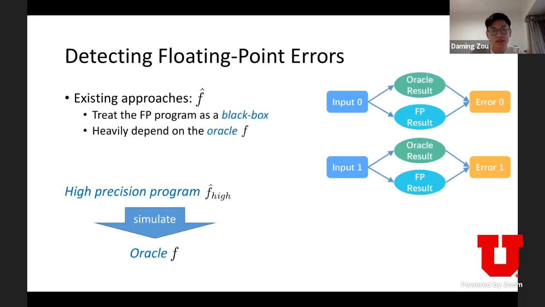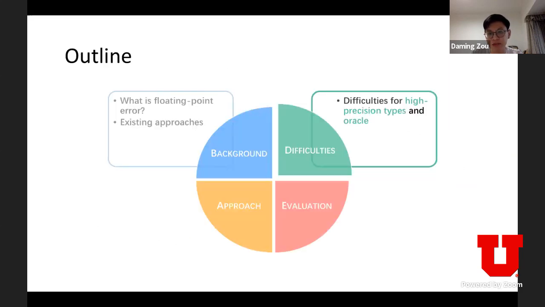So how do we find this kind of erroneous inputs? Most existing approaches treat the floating point program as a black box, and they heavily depend on the Oracle. They first calculate the floating point result, and they also calculate the Oracle result, to get the error of this input, and repeat this procedure to find the erroneous triggering input. Since the Oracle is only conceptual, most of them use a high precision program to simulate the Oracle. But at the same time, we notice that the high precision program is not a silver bullet. It brings several difficulties that are not solved yet, which we will discuss in the next section.